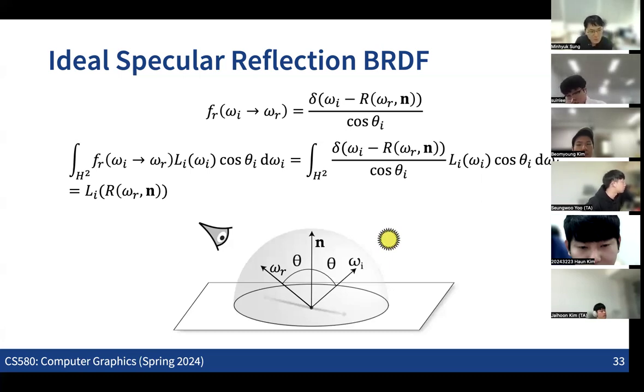So would it be good for the ray tracing computation or not? If we only have ideal specular reflection materials in the scene, do you think this will make the computation easier or not? Any thoughts on this?